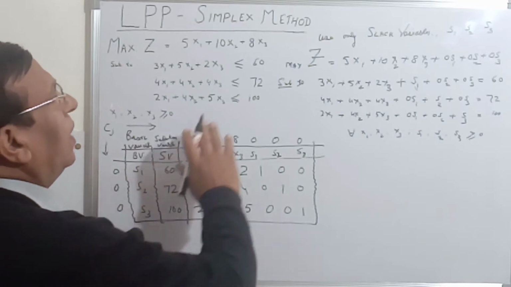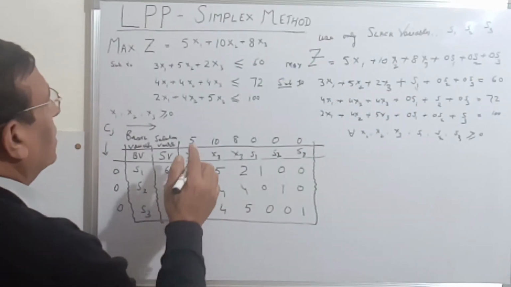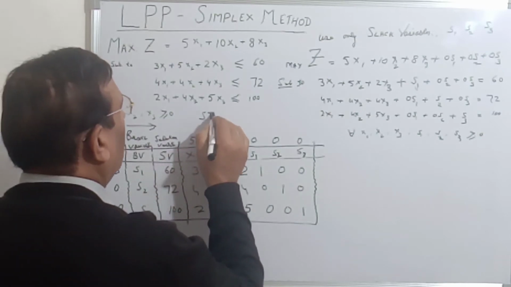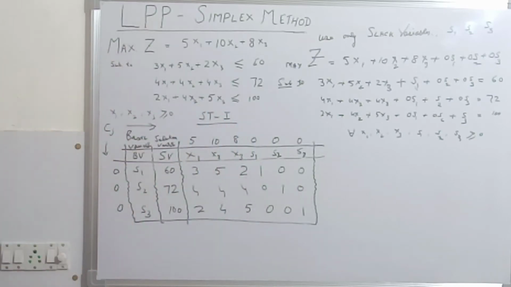Now you have to put this body, this standard format, into the first simplex table. Let me call it ST1, simplex table 1. Or you can say the initial simplex table also, no problem.